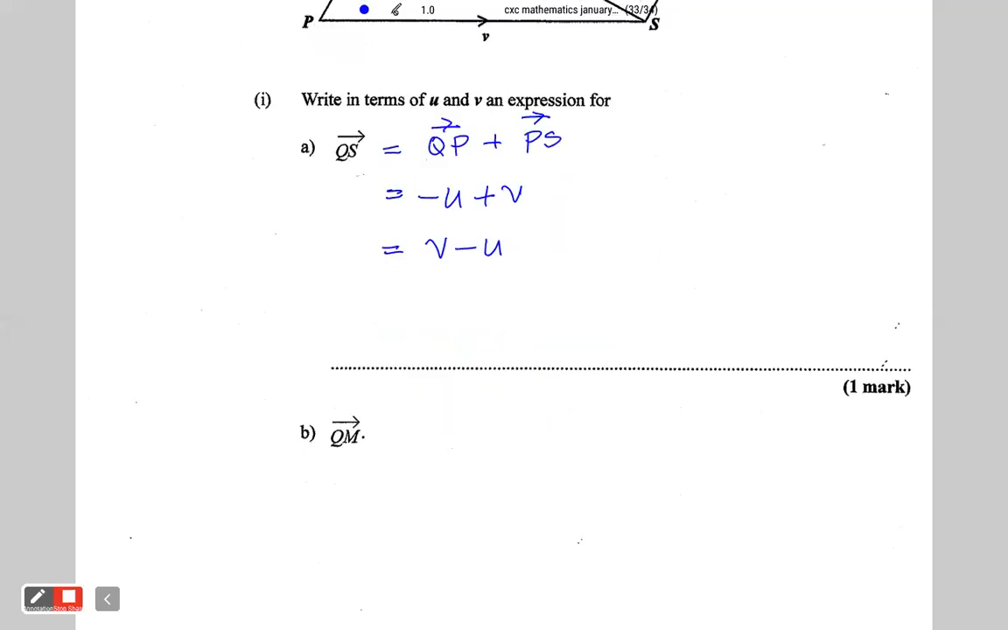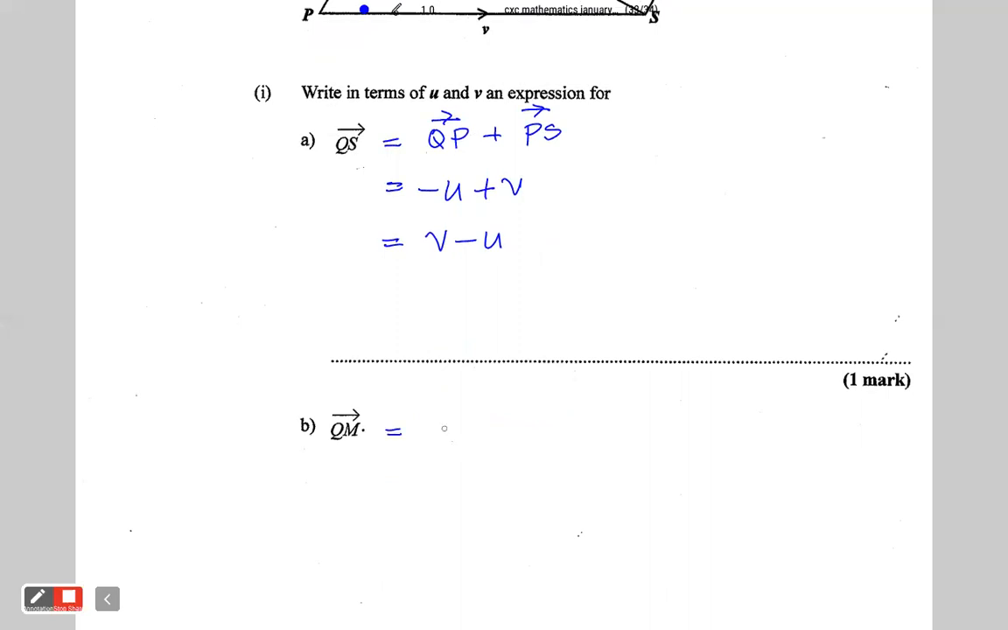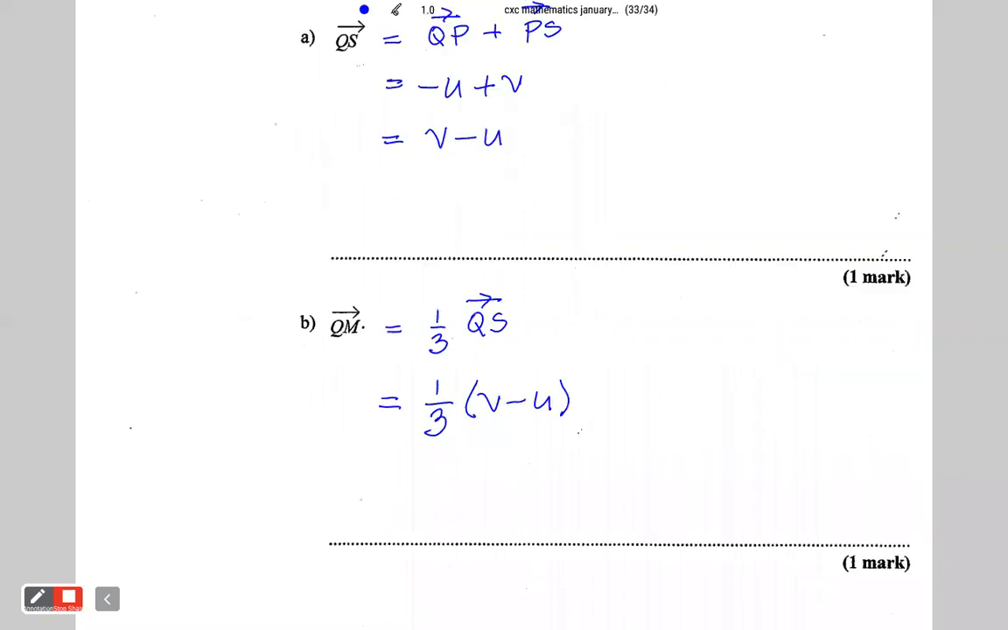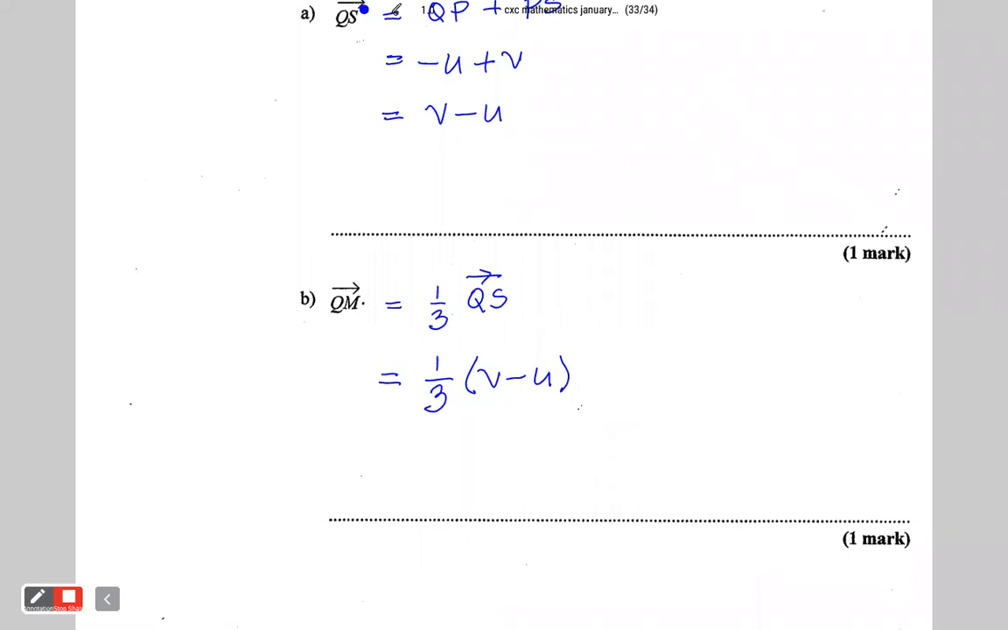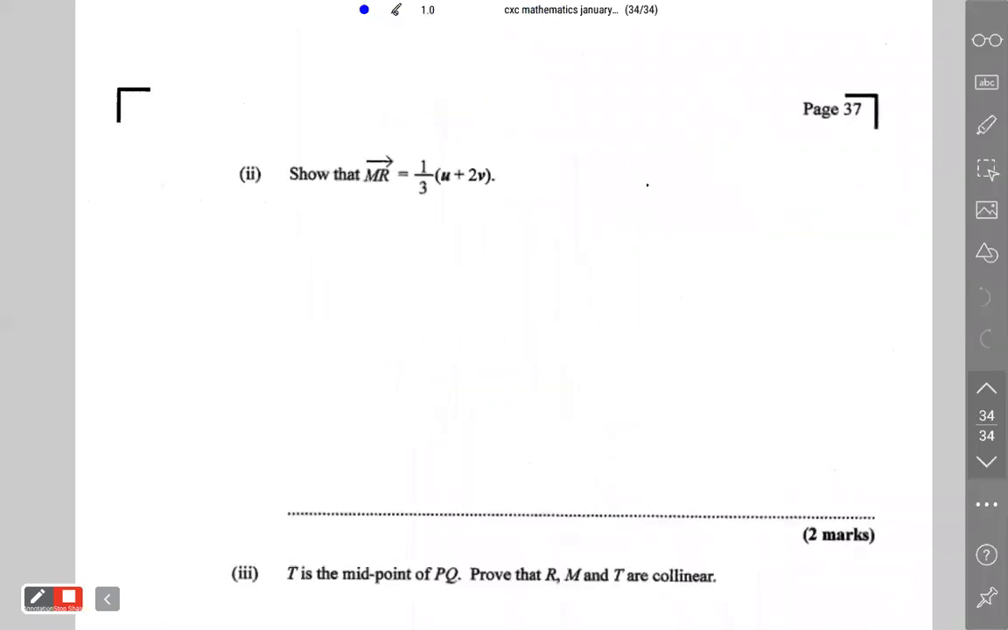QM, everybody should remember that QM is equal to 1/3 of the vector QS. So this should be 1/3 of (V minus U). Next, we're to show that MR is equal to 1/3 (U plus 2V).